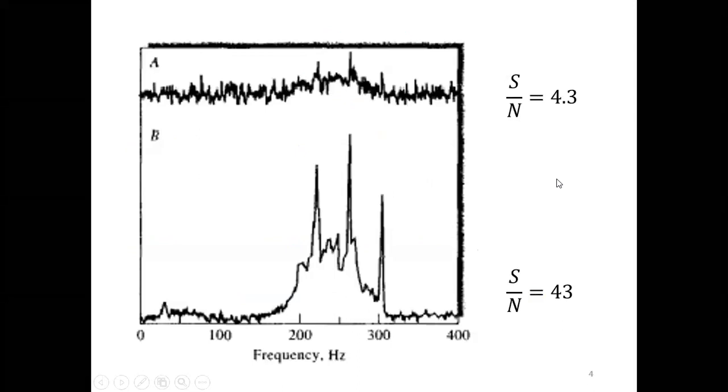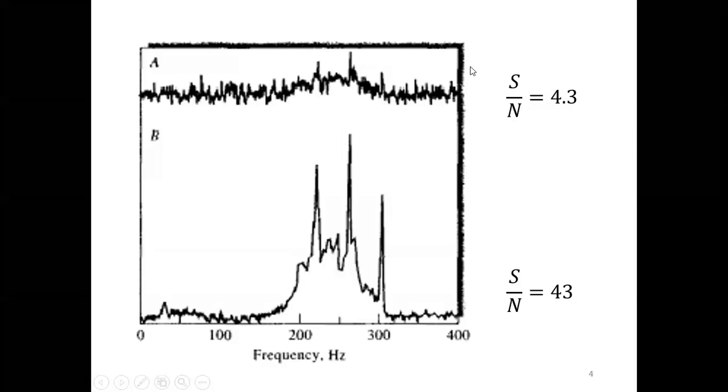And this is an example. This is an example of an NMR spectrum that is obtained, spectrum A, the first one. In spectrum A, the signal to noise ratio is 4.3. It is higher than 3, but still we cannot see distinct peaks. It is difficult for us to see distinct peaks in this spectrum, right? The noise is always higher.